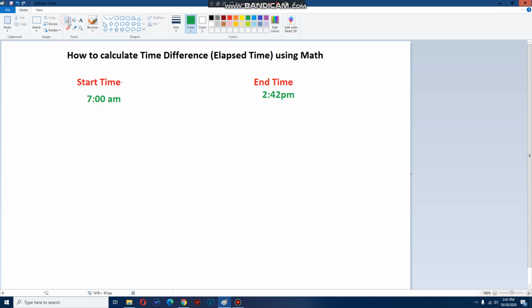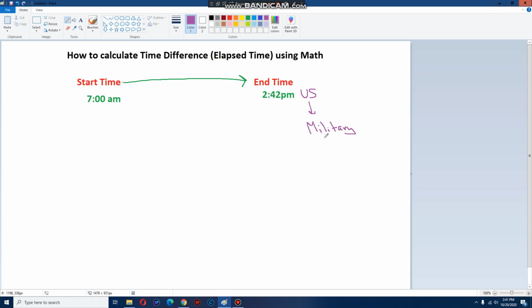So here, I would like to find the time difference between 7 o'clock all the way to 2:42 p.m. in the afternoon. How do I do this? Well, if I'm going to use my math technique skill, I have to do one thing, step number one. I need to turn this US time into military time. And in my previous video, I showed you how to do that.